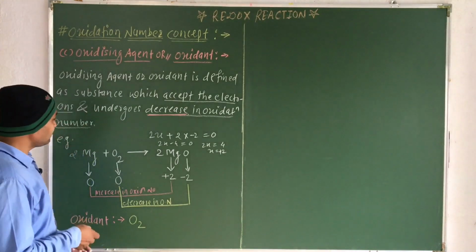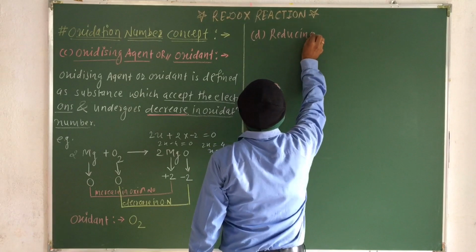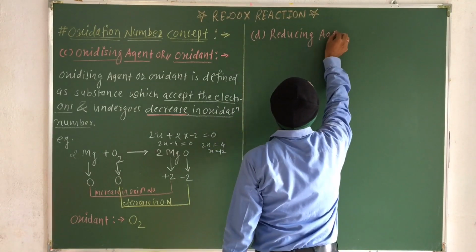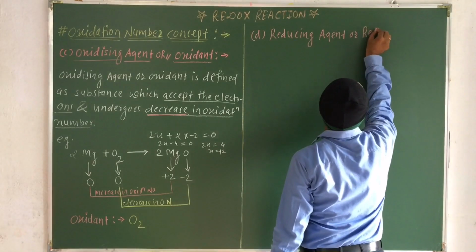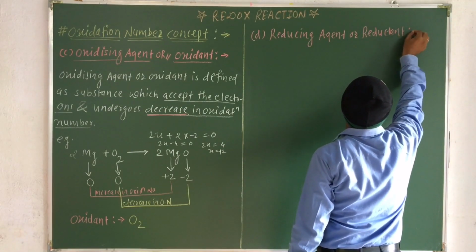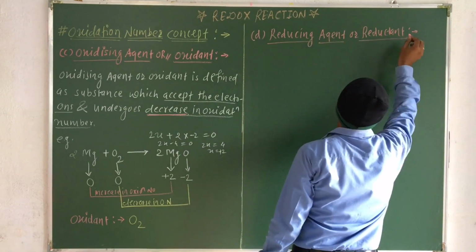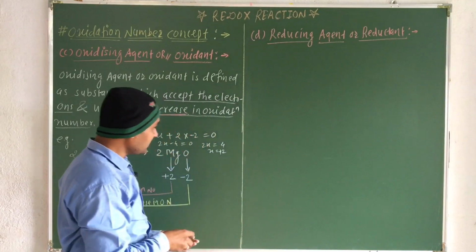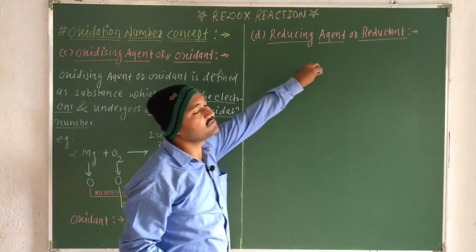Okay, now let us define reducing agent or reductant. Now how can we define the reducing agent or the reductant? It is very simple. We know that we have to write down exactly the opposite definition to this one.